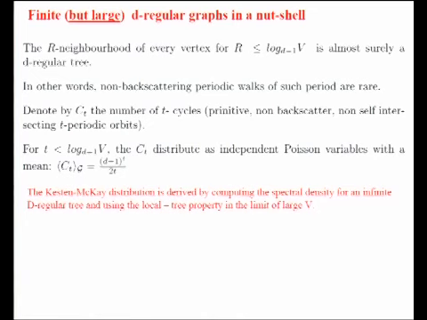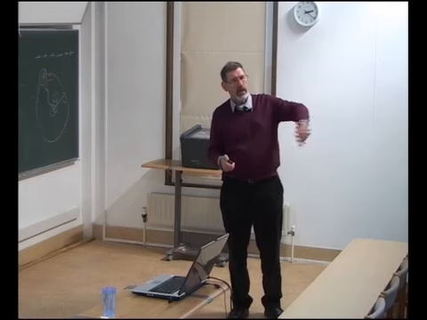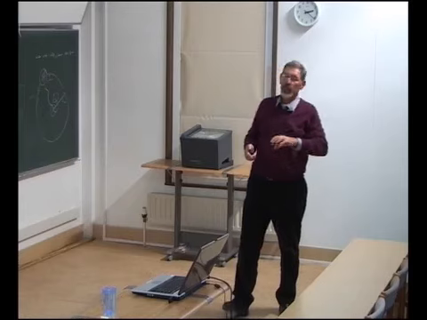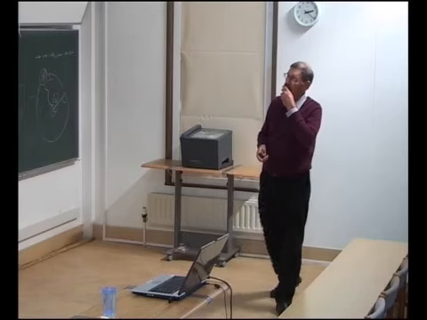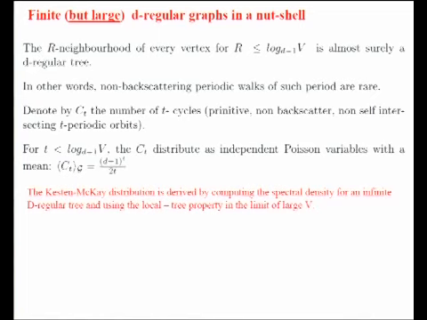If we denote by C_t the number of t-cycles, and when I say cycle, I mean primitive, so it doesn't repeat itself, non-backscattering, and also non-self-intersecting, t-periodic orbits, and I count them modulo where I start, and I don't count the direction in which they go, then there is a theorem which says that for such period t, these numbers C_t are distributed as independent Poisson variables with a mean, when you average over the graph, equal to (d-1)^t over 2t. This is a result due, I think, to Bollobás and others.